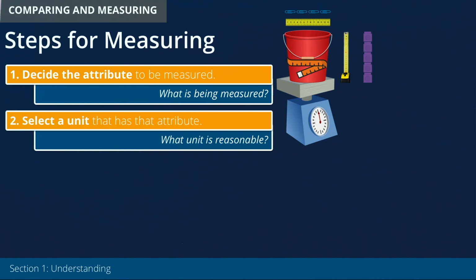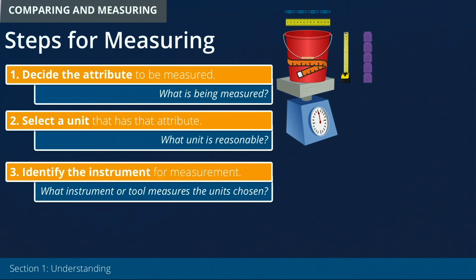The second thing I'm going to do is select a unit that has that attribute. So what unit might be reasonable? Maybe if I'm measuring those paper clips, a reasonable unit might be centimeters. What if I'm measuring the height of those purple cubes? Maybe a reasonable unit might be centimeters or inches. Or what if I'm measuring the weight of that bucket? Well, that might be in pounds.